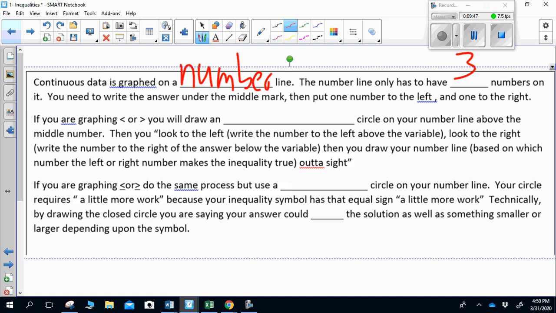Let's go back to where we were. So when you're graphing less than or greater than, you're going to draw an open circle on your number line.